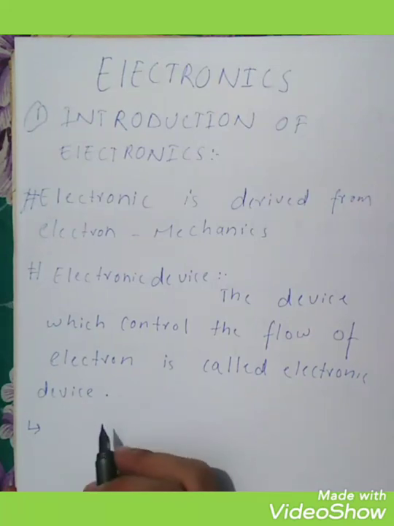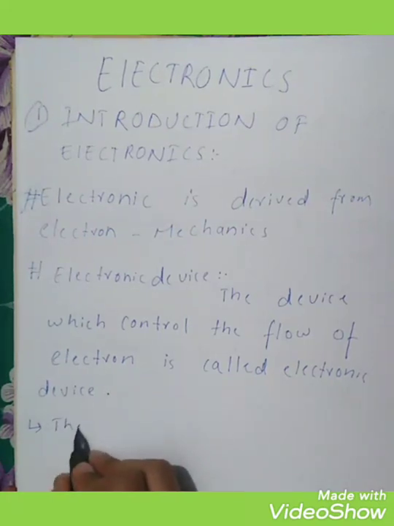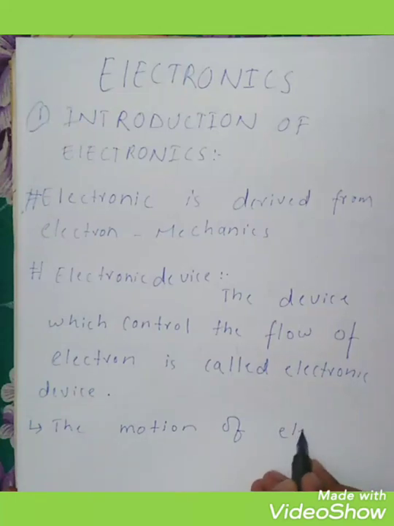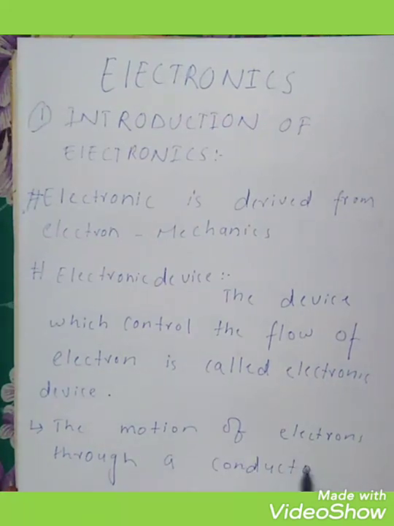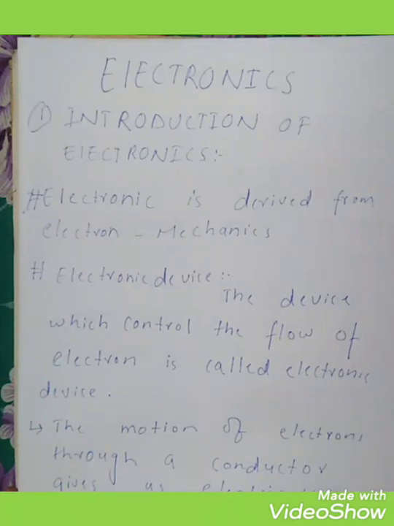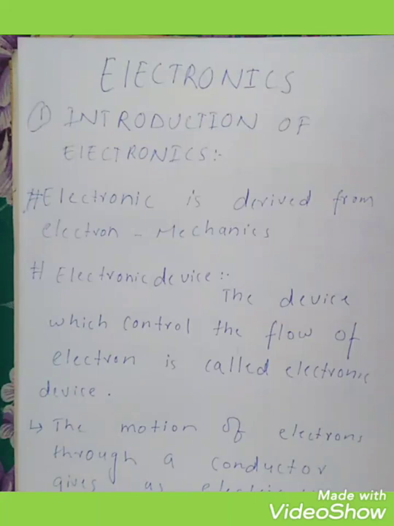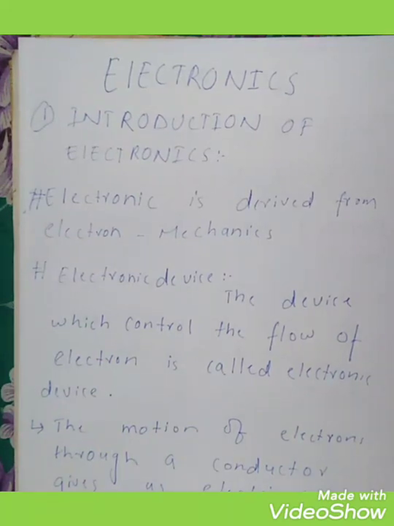These devices are the main building blocks of electronic circuits. The motion of electrons through a conductor gives us electric current. This electric current is produced by batteries and generators.